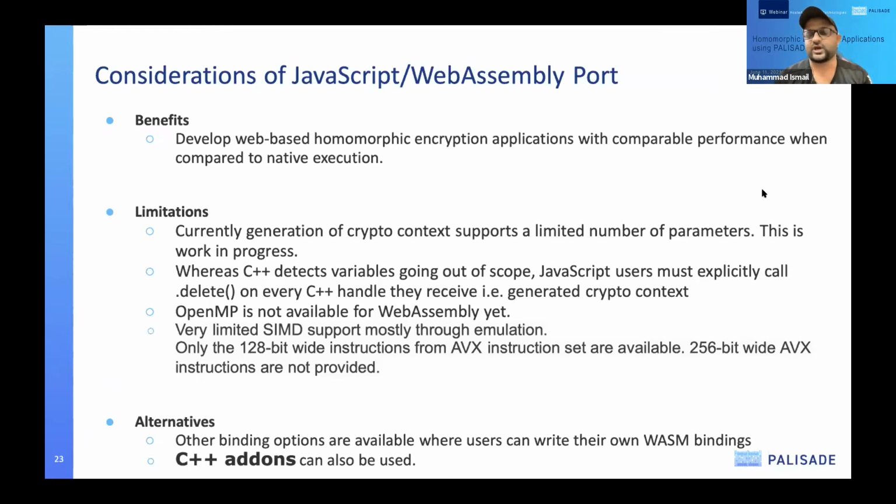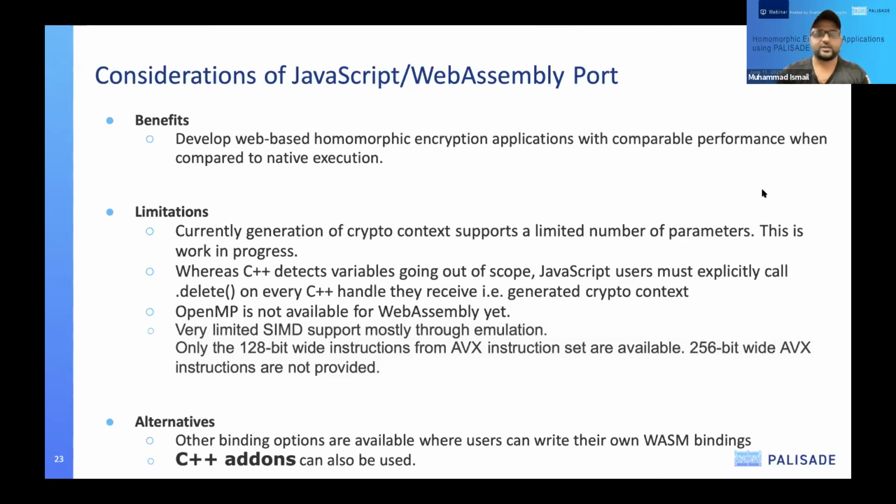The way we use dynamic allocation in C++ is somewhat similar in JS as well. So OpenMP is not available for WebAssembly yet, so that feature is not usable. This is also a reason for slowdown. There is also very limited SIMD support, mostly through emulation, and only the 128-bit wide instructions of the AVX instruction set are available. 256-bit wide AVX instructions are not provided, so this is also a limitation.